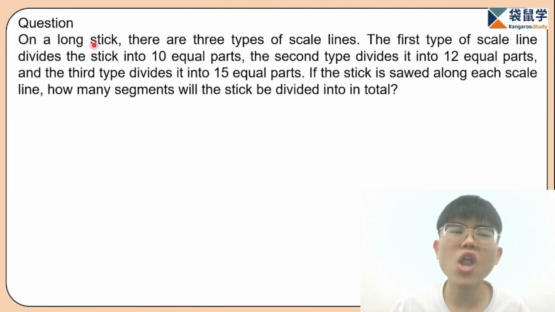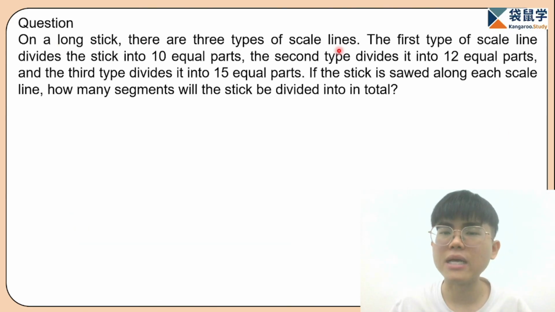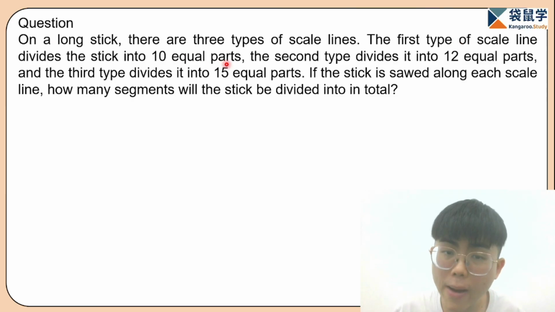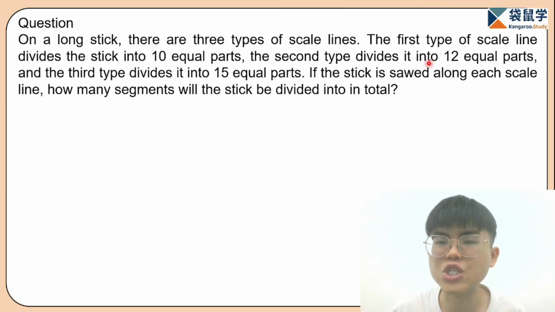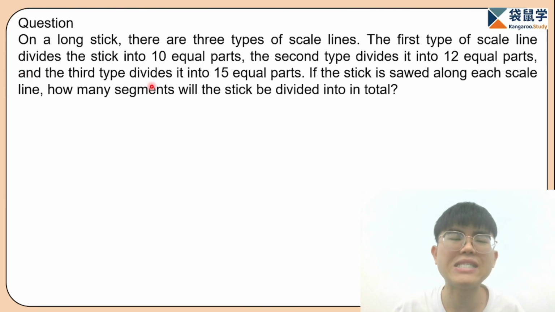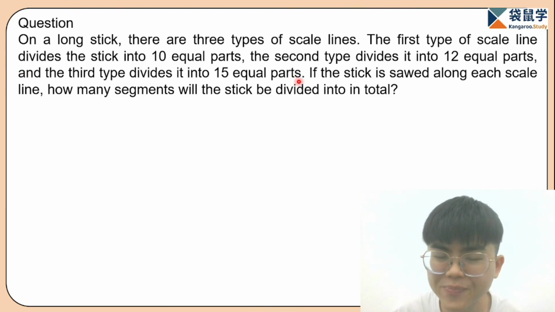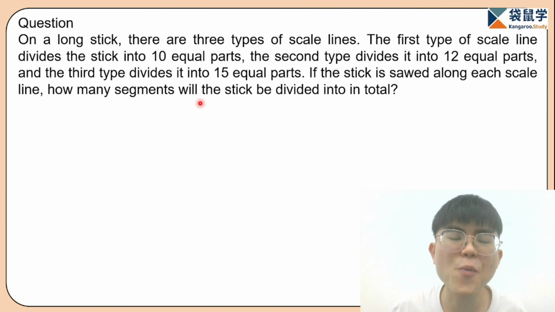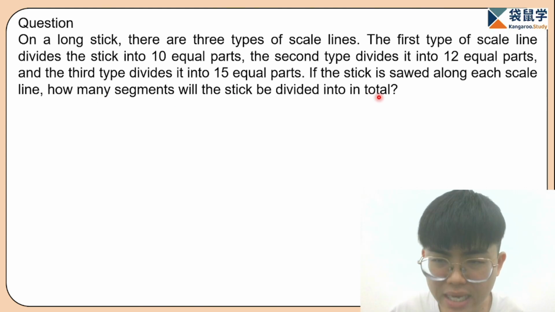So, it said that on a long stick, there are 3 types of scale lines. The first type of scale line divides the stick into 10 equal parts. The second type divides it into 12 equal parts, and the third type divides it into 15 equal parts. If the stick is sawn along each scale line, how many segments will the stick be divided into in total?